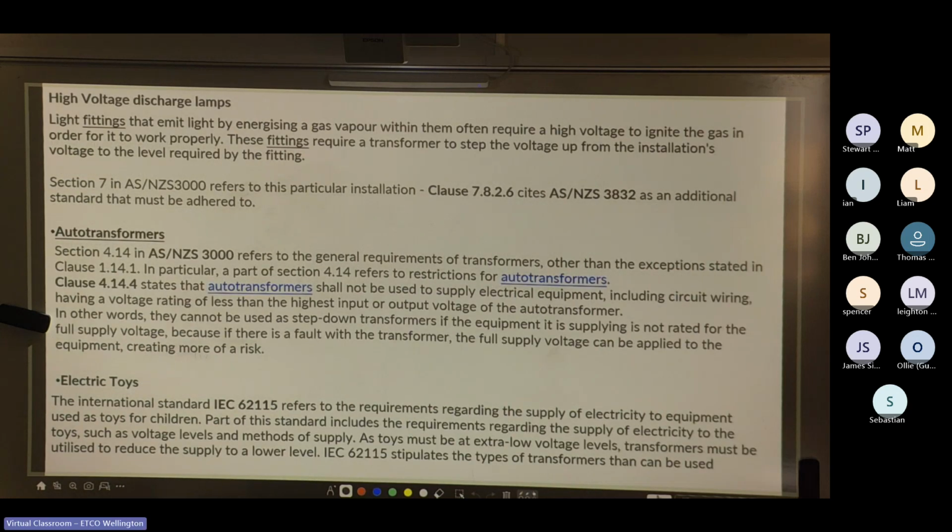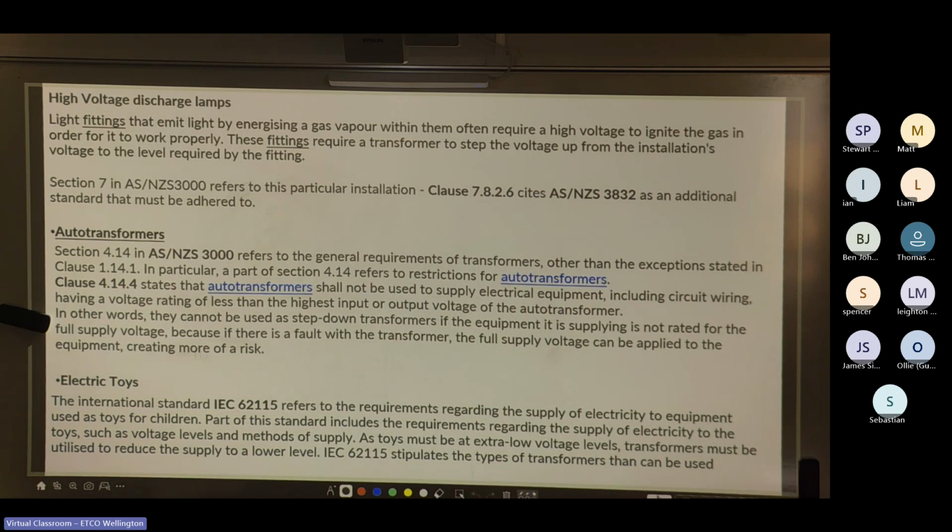Cool. High voltage discharge lamps, not too common nowadays because we have high powered LEDs. Light fittings that emit light by energizing a gas vapor within them often require a high voltage to ignite the gas in order for it to work properly. These fittings require a transformer to step the voltage up from the installation's voltage level to the required level for the fitting. Section 7 of 3000 refers to this particular installation. 7.8.2.6 cites AS/NZS 3832 as an additional standard that must be adhered to.